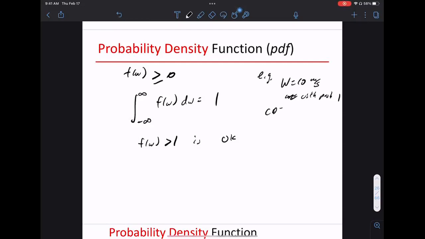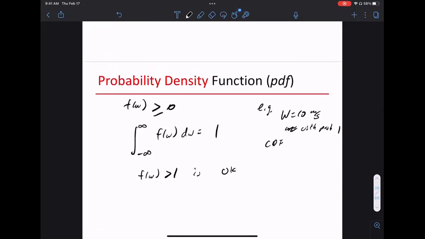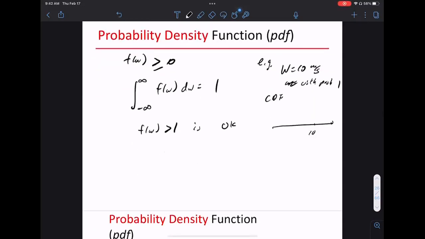Then if you look at the CDF, this will be 10 meters per second. There's 0 chance this thing is less than 10 meters per second. There will be a 100% chance it is less than any value that's greater than 10 meters per second. So your cumulative distribution function jumps at 10, because this is the only thing that can happen.